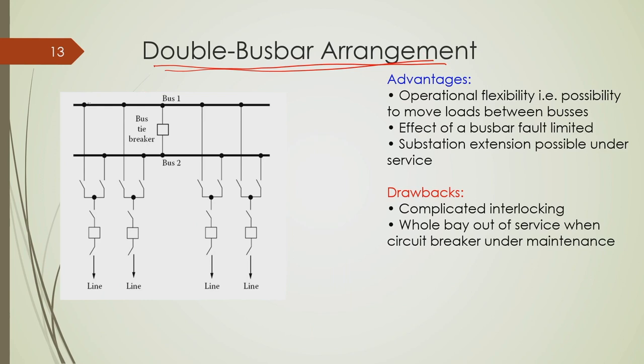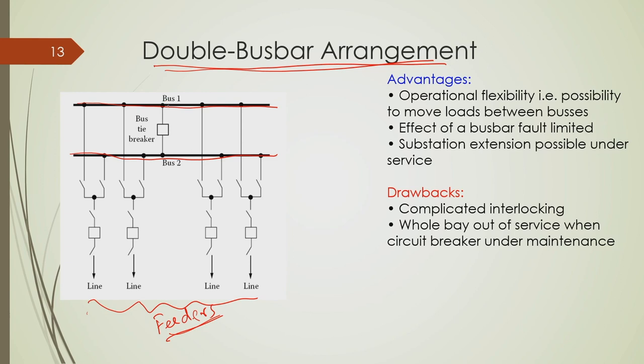Now, next is the double bus bar scheme, double bus bar arrangement. Here we have two buses, one is bus 1 and another is bus 2. Okay. Instead of a single main bus, we have two main buses. Now, these are the outgoing feeders, which are connected to the different loads. Any of these feeders can be connected to any of these buses.